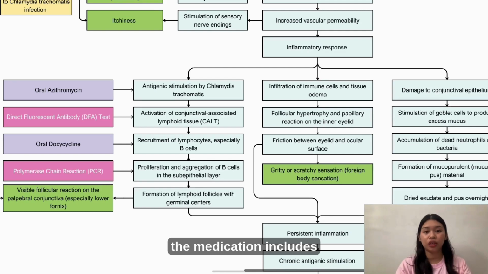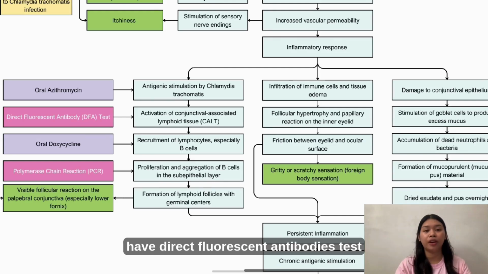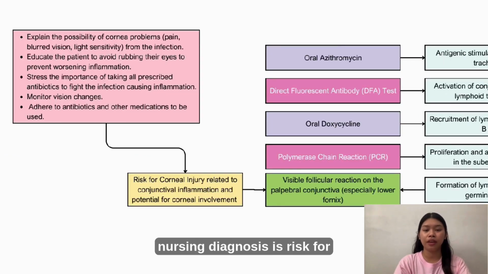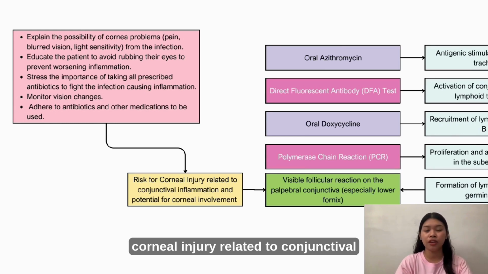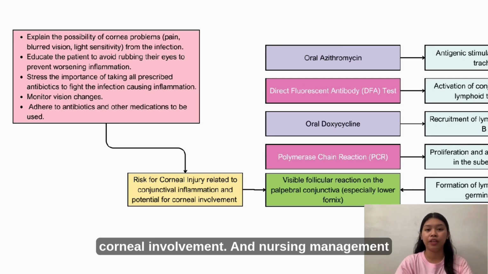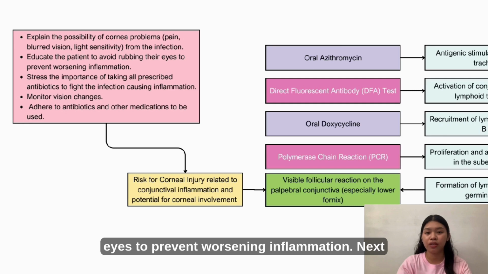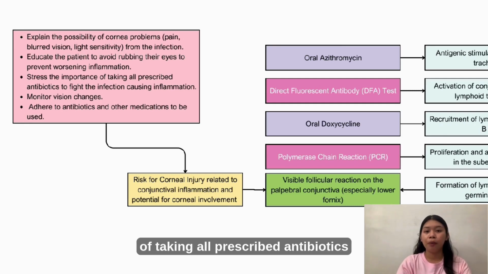The medication includes oral azithromycin and oral doxycycline. For diagnostic tests, we have the direct fluorescent antibody test and polymerase chain reaction. Based on the symptoms, the nursing diagnosis is risk for corneal injury related to conjunctival inflammation and potential for corneal involvement. Nursing management: explain the possibility of corneal problems such as pain, blurred vision, and light sensitivity from the infection. Next, educate the patient to avoid rubbing their eyes to prevent worsening inflammation. Stress the importance of taking all prescribed antibiotics to fight the infection causing inflammation. Monitor patient changes and adherence to antibiotics and other medications.